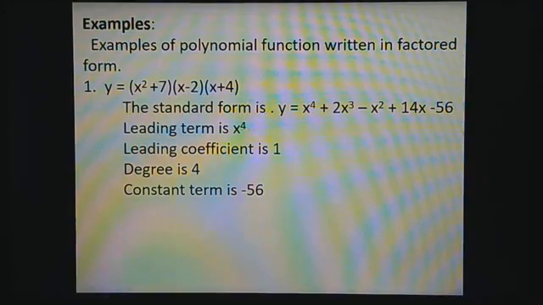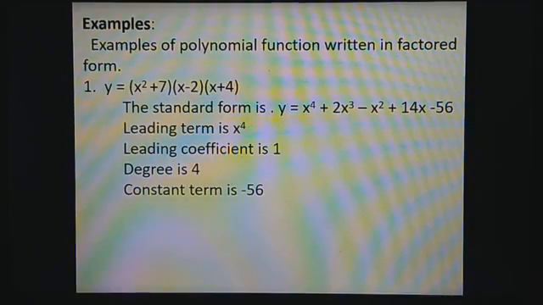So, kapag nakasulat na siya ng standard form, you can easily determine the leading term, and that is x raised to 4. The leading coefficient, the coefficient of x raised to 4, is 1. The degree, the highest exponent, is 4, then the constant term is negative 56. Okay lang din naman na hindi na siya isulat ng standard form. Madidetermine pa rin natin kung ano ang leading term, leading coefficient, degree, and constant term kahit pa siya ay nakasulat ng factored form. So, kung hindi naman hinihingi yung standard form at ang hinihingi ay yung 4 na values sa baba, okay lang na hindi na isulat sa standard form.